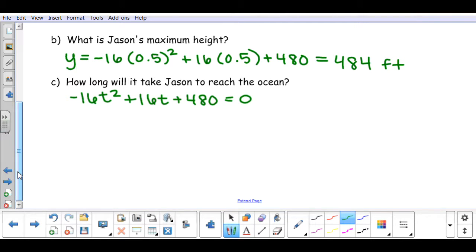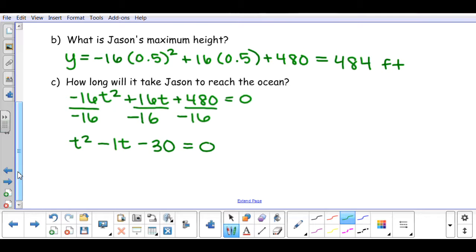So if I look at negative 16, 16, and 480, they all can be divided by a negative 16. And I'm going to use a negative 16 because I want that A term to be positive. So my new equation is going to be t squared minus 1t minus 30. Now I'm going to see if I can factor. So you can either use the bridge or you can use the box method.